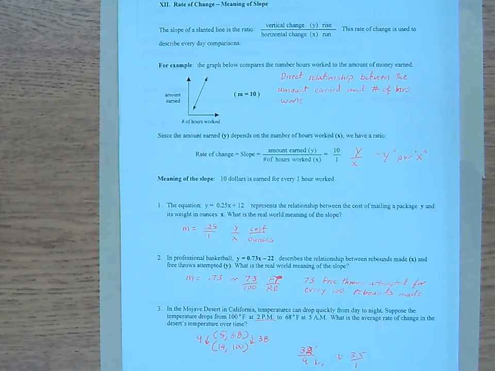Okay, over here in the Mojave Desert in California, woohoo, the Golden State. Yeah, that's where I'm from. In California, the temperature can drop from day to night. Suppose the temperature drops from 100 degrees at 2 p.m. to 68 degrees at 5 a.m. What is the average rate of change?